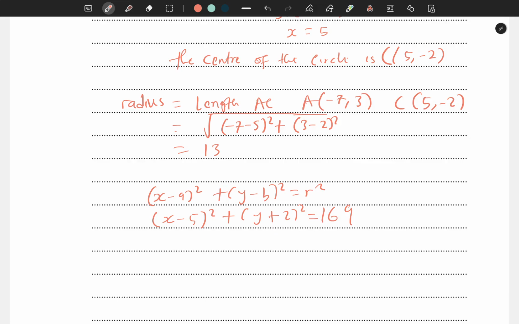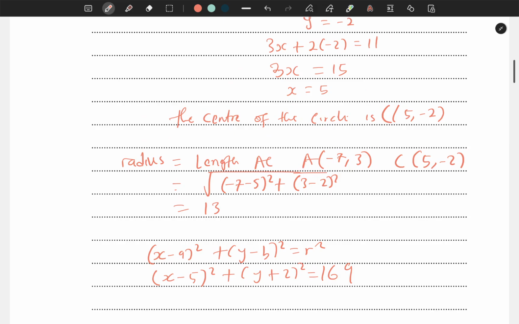Okay, so this is where we are going to stop for today. So we're going to continue from here in the next class.